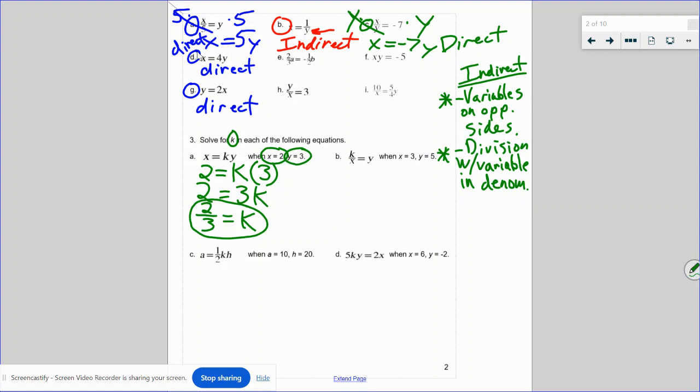Part B, same thing. Put in a 3 for the x and a 5 for the y. We know that x is 3. We know y is 5. Replace the x and the y with those numbers. We don't know what k is. We have k divided by 3 equals 5. We solve that by multiplying by 3 on both sides of our equation. 3 times 5 is 15.